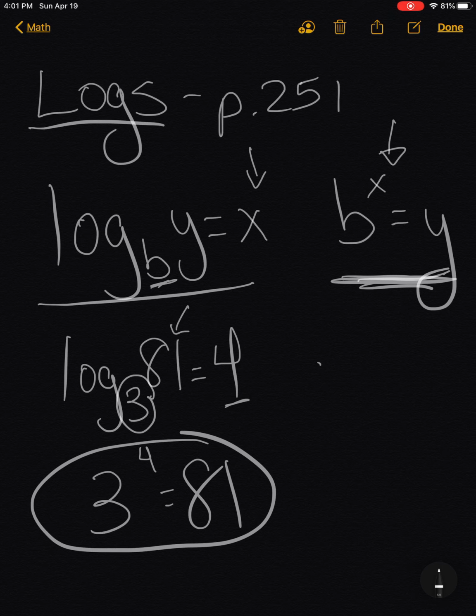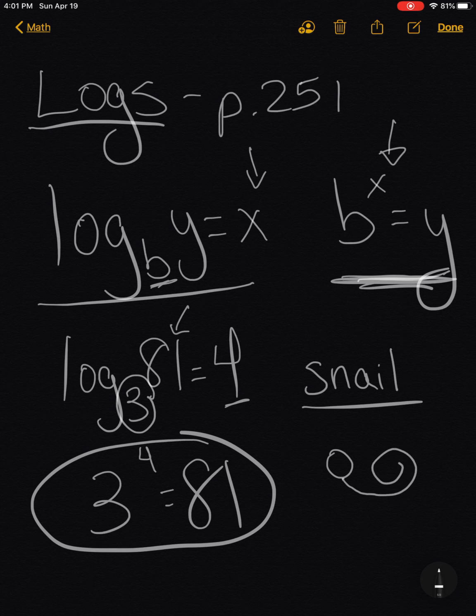Also, I want to talk about something I stole from a YouTube video that I'm also going to share with you. It's called the snail method. So you know what a snail is. A snail is something that looks like this, right? I'm not the best at drawing. So here's a snail, right? So the base in this case is the head of the snail. So this 3 is the snail's head. Then we wrap around like a shell here, and we go back around. So 3 to the outside to the 4th power, and then go back to the inside equals 81.